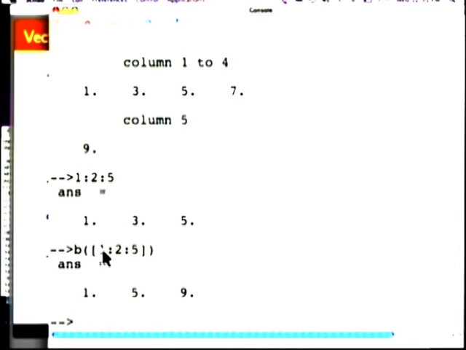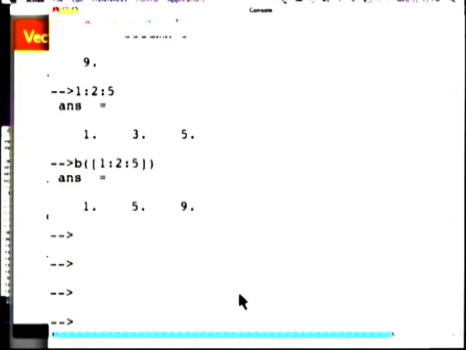It will give the first element of B and then the third element of B. What is the third element? It's 5. What is the fifth element of B? It is 9. So it is 159. So it is possible. So what we have done is, just recall this, what we did.